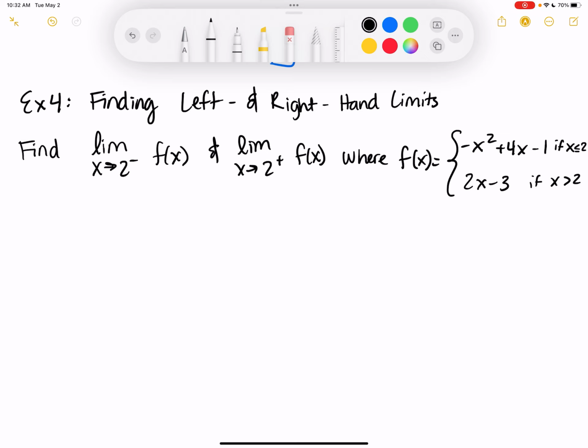Now, if you were to graph this function, you would be able to see that each limit individually is going to exist, but they're not going to be equal. But we can do that algebraically as well. So the limit as x approaches 2 from the left of f of x is equal to the limit as x approaches 2 from the left of negative x squared plus 4x minus 1.